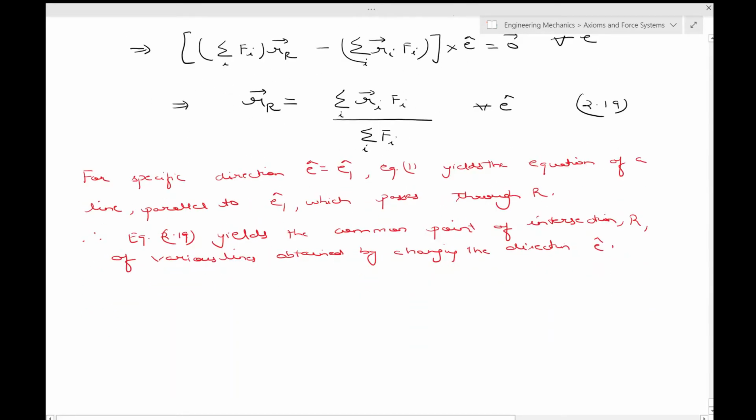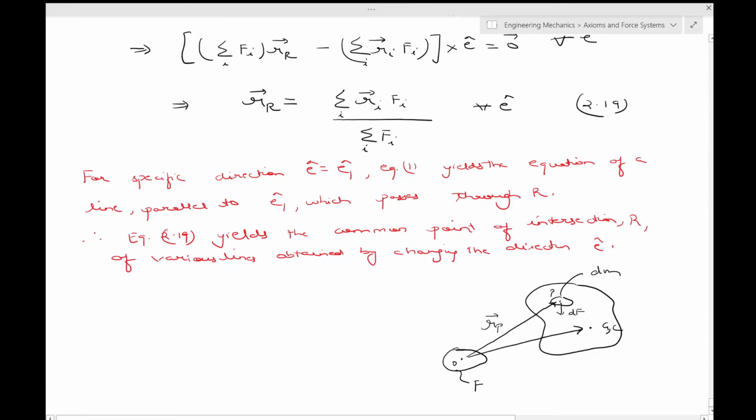Okay, so this was for obviously discrete points, and it's not very hard to extend this concept to a distributed force. So let's say you have this small mass dm. This point is P, this is O. And then you have this point over here, let's call it G or C. Okay, not R. Now this particular point will have df acting over here, rp. This would be clearly rg. So let's see what it means.